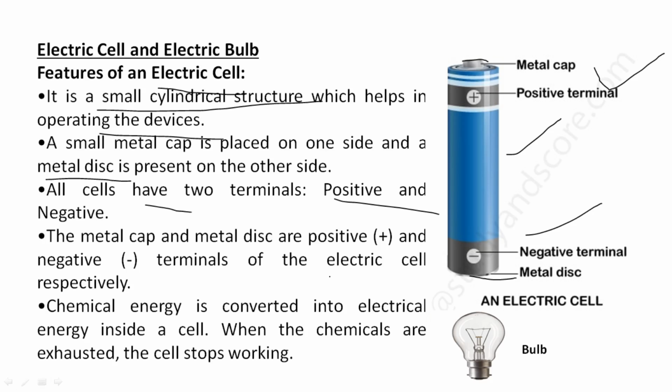Then what does this electric cell do? Electric cell कौन करे? So inside electric cell some chemicals are there. These chemicals are used to make electricity, okay, or electrical energy. So we have chemicals inside electric cell. So chemical energy is converted into electrical energy inside a cell.